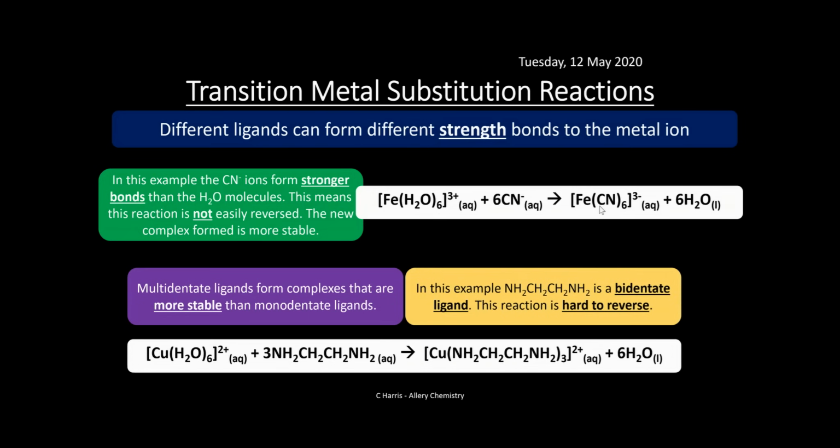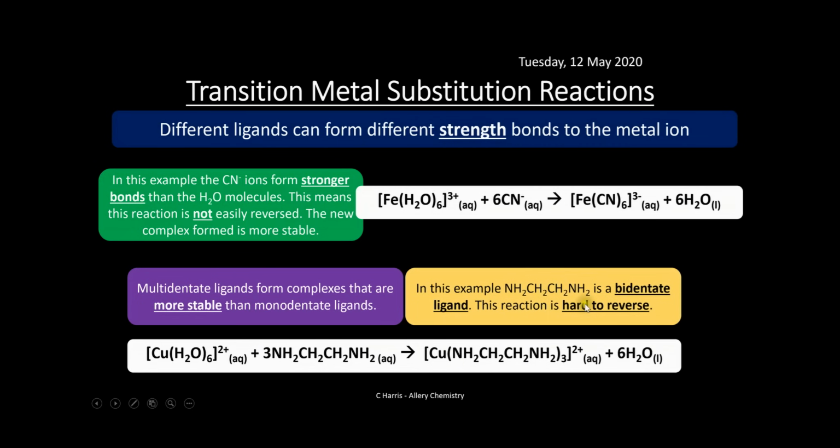So let's have a look here. You can see here we've got a multidentate ligand. We've got a monodentate ligand, which is water, 6 waters, and we're substituting it for this bigger ligand, this diamine molecule here. So we've got three of these. Remember, this is one of your bidentate ligands that you need to know. We're replacing 6 ligands for 3 here, and obviously our 6 waters have been kicked off.